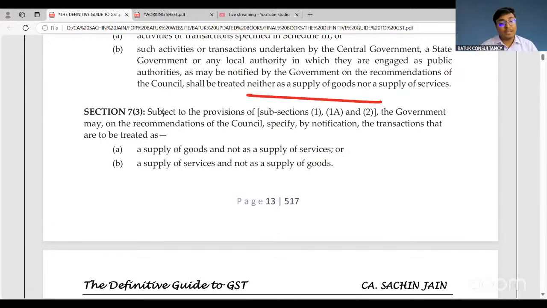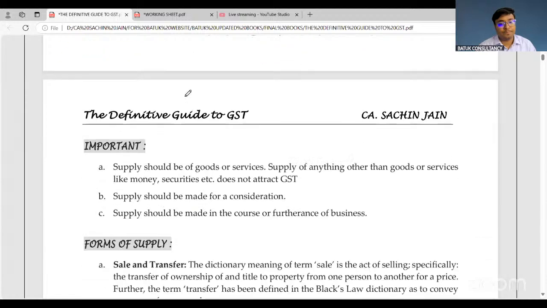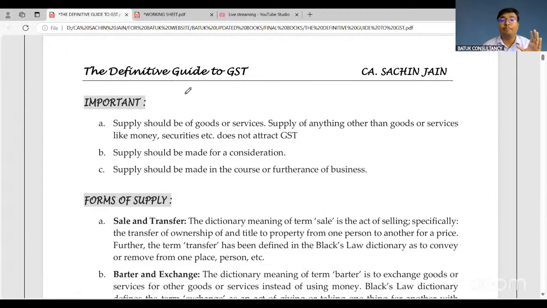And section number 7 subsection number 3 is saying that if government says that this supply of goods is not a supply of goods, it is a supply of services, you have to treat it that way. And they are doing it by notification. This is my supply.